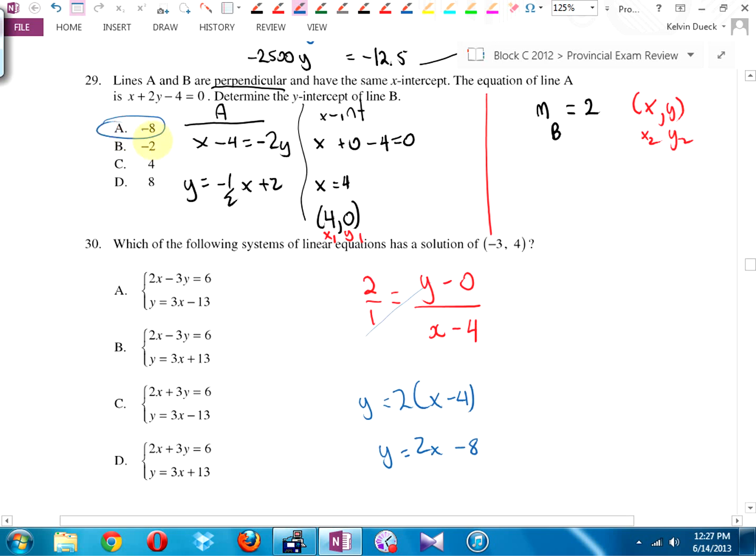But you'll notice we just moved into a new topic here. Systems. So, okay.